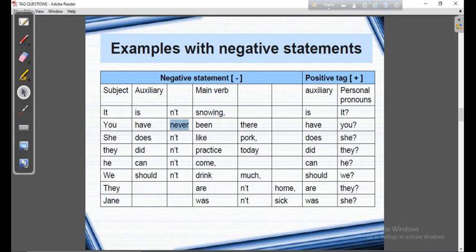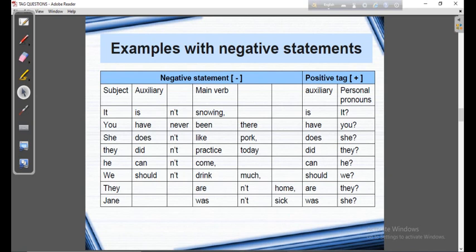Never is the negative part. You know, have you? She doesn't like pork, does she? They didn't practice today, did they? He can't come, can he? We shouldn't drink much, should we? They aren't home, are they? Jane wasn't sick, was she?